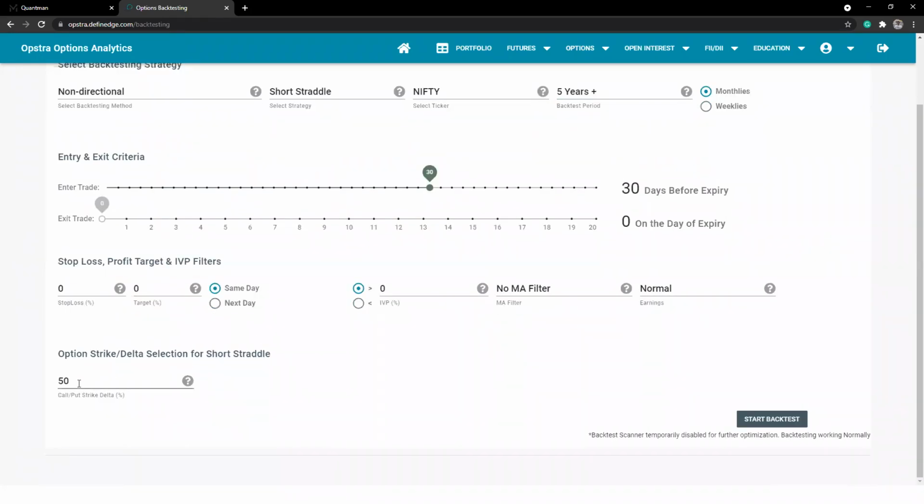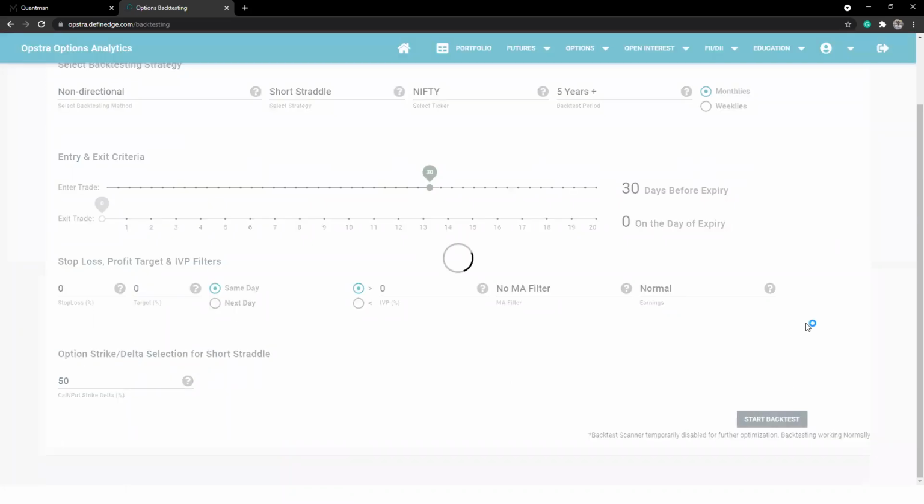I'm always going to use a delta of 50. That means I'm going to sell the at-the-money call and put. If I run this backtest, what could be the end results? Will it be successful? What do you think? You can just type it in your chat box. Blindly, 30 days before expiry, whatever the Nifty rate is, you're going to sell both the call option and put option at the nearest strike price.